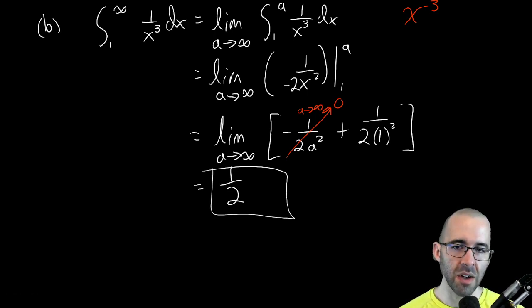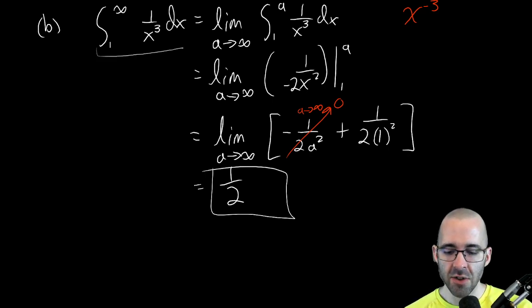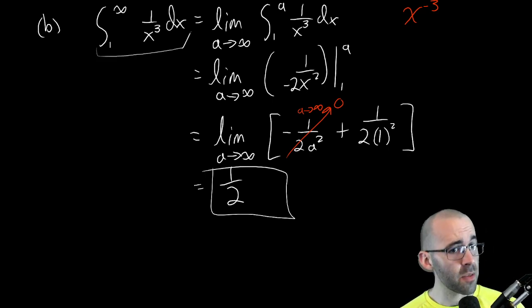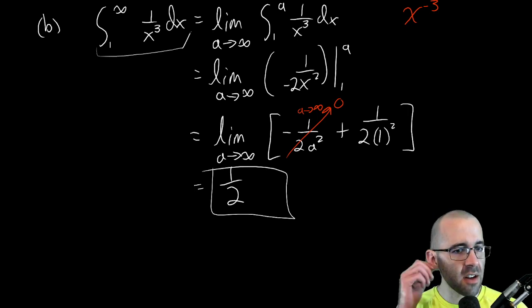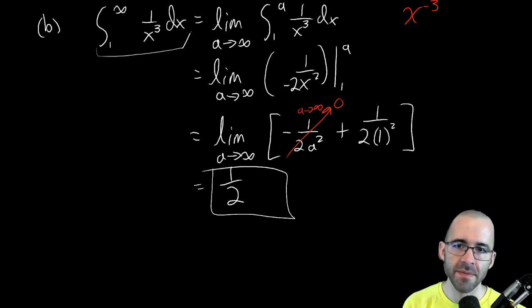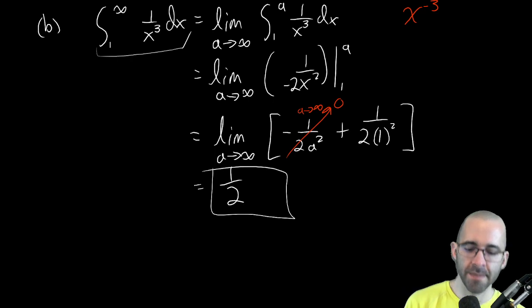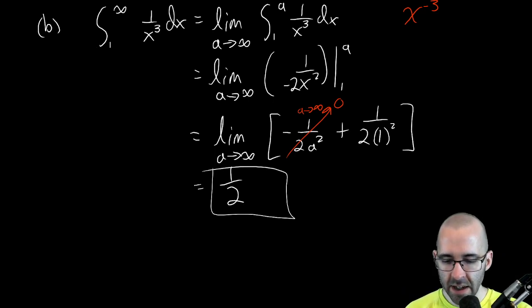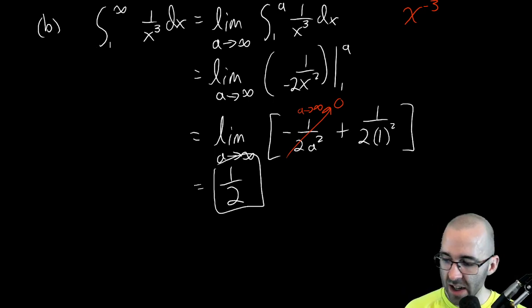We'd write units squared if we were asked about area. This is just asking about an integral, which can represent area. The integral is just a number, it doesn't necessarily have any sort of units. And yeah, that's it. That's where we go. That's how you can do these infinite integrals.